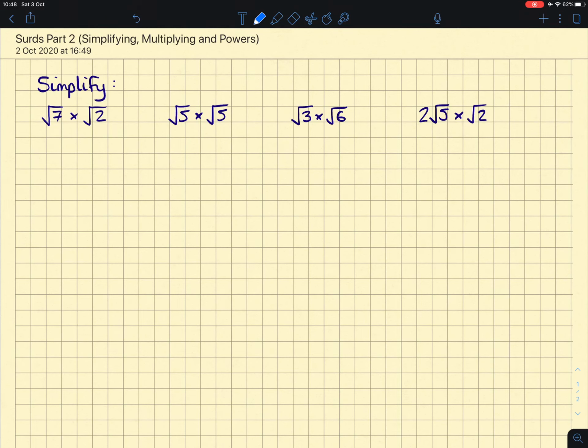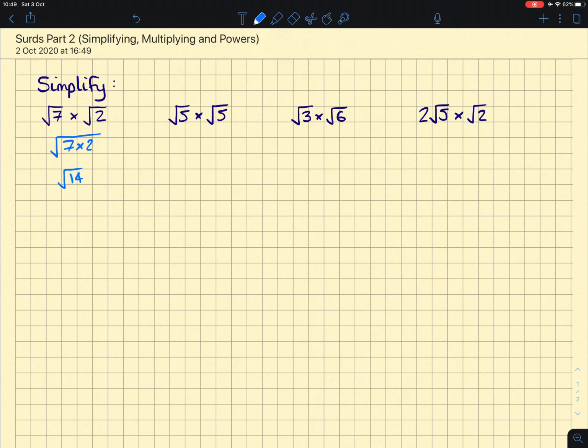In this video, we're going to look at simplifying surds, mainly multiplying and taking powers. When we multiply two surds together, we can do the opposite of what we do when we simplify surds by breaking them down. When you have two surds multiplied together, you can mix those. It's the same as the square root of 7 times 2, which would then become root 14.